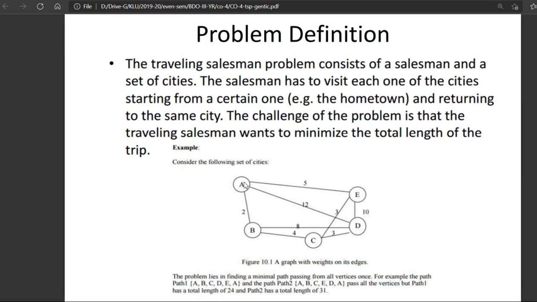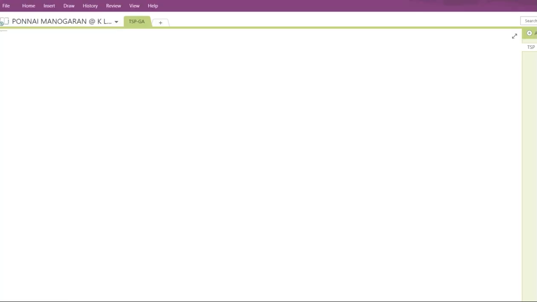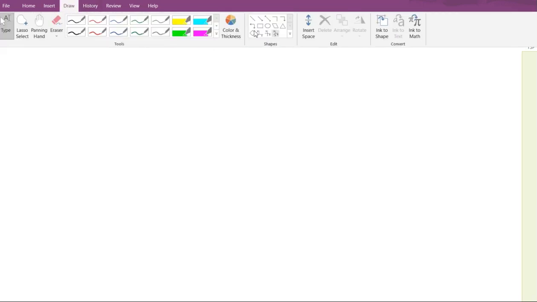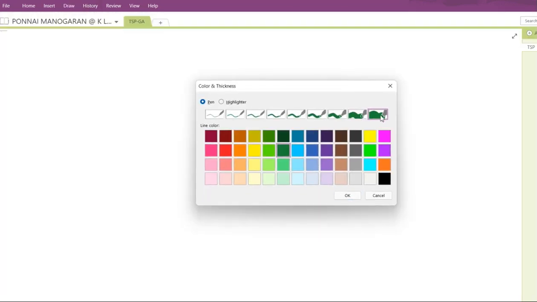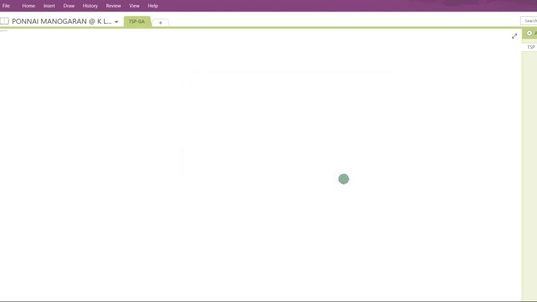Once you have understood, let us see what is happening. We'll put the heading. So I am writing traveling salesman problem.